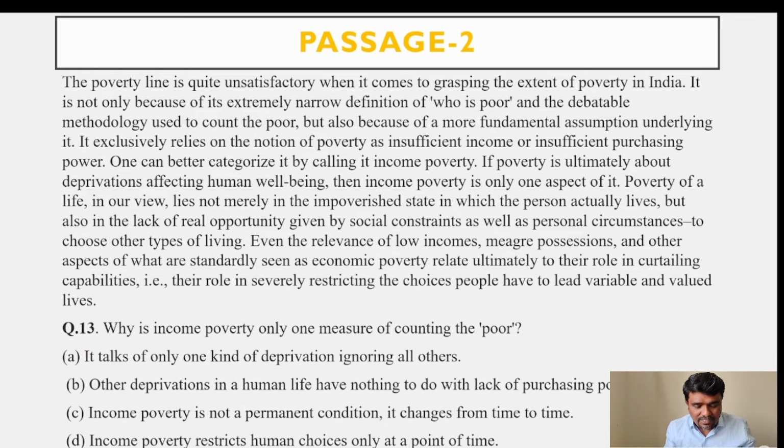Same passage, three questions are given. One question is over, then one more question. Why is income poverty only one measure of counting the poor? Already it is mentioned that it is one measure of poverty. Income poverty is one among the many. Option A: it talks of only one kind of deprivation, ignoring all others. Yes, it is the right one.